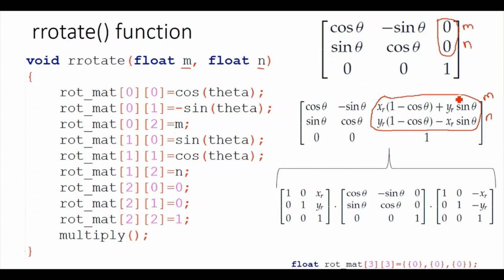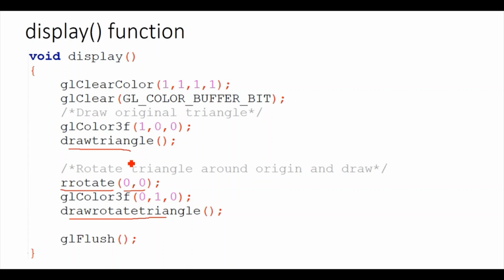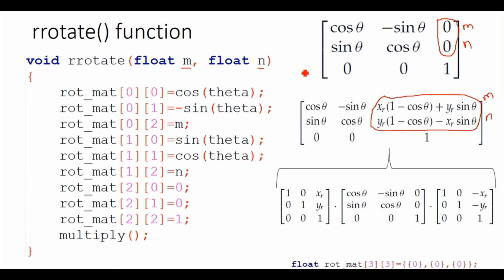Since I pass 0 0 while calling rotate here, the 0 0 is taken by m and n, and the first value 0 comma 0 takes cos theta, and then the second value 0 comma 1 takes minus sine theta, and then this takes m, and then this takes sine theta, this takes cos theta, and 1 2 takes n value, 0 0 1, and then I call a function called multiply.